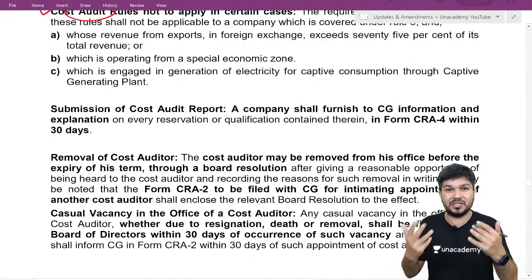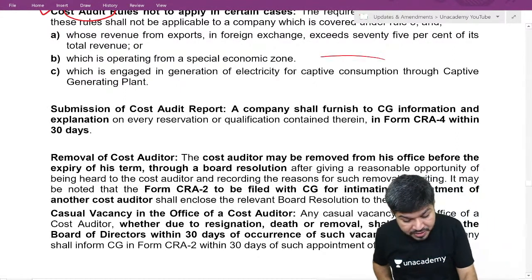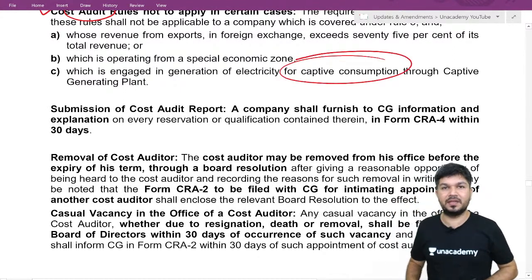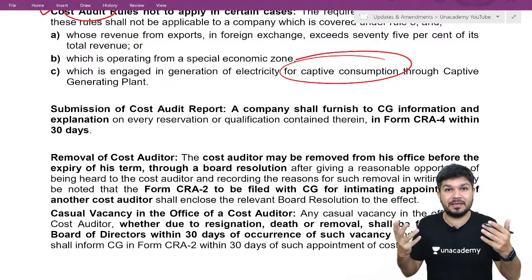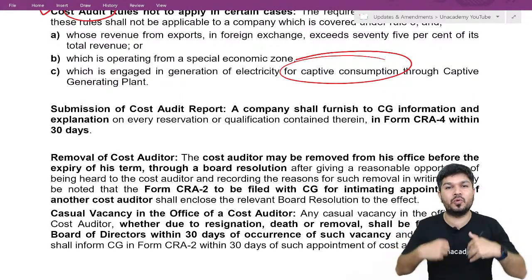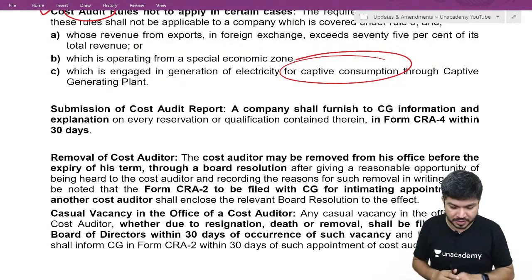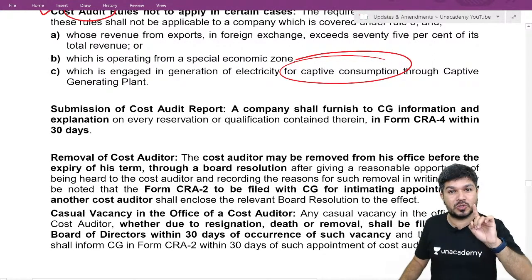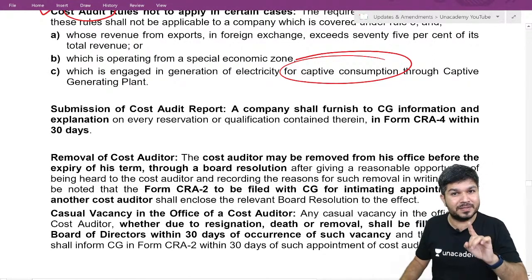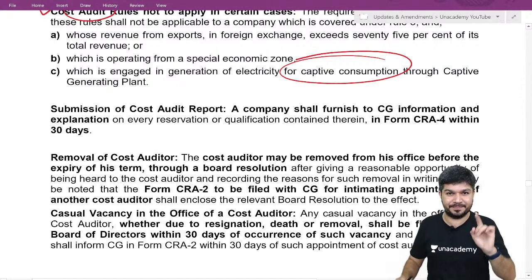You are engaged in generation of electricity, but that's for captive consumption. So you are generating electricity through a captive generating plant, which is for self-use only. Then it's not required. So these 3 are exempt from cost audit. Records are still to be maintained.